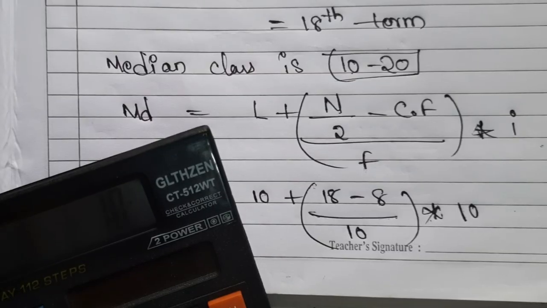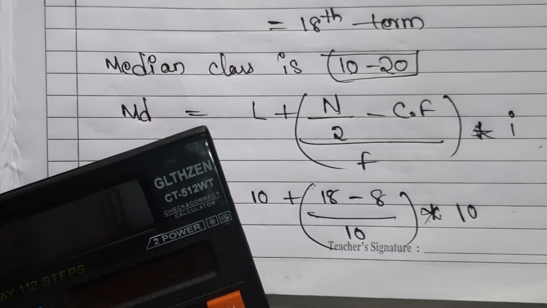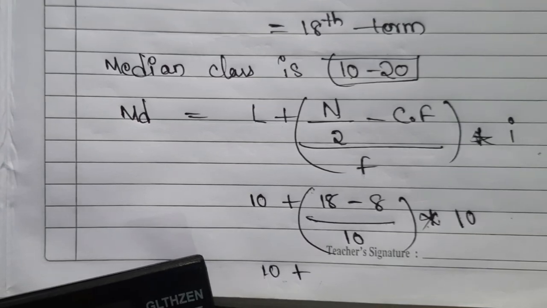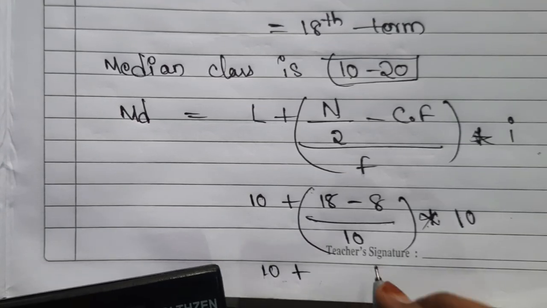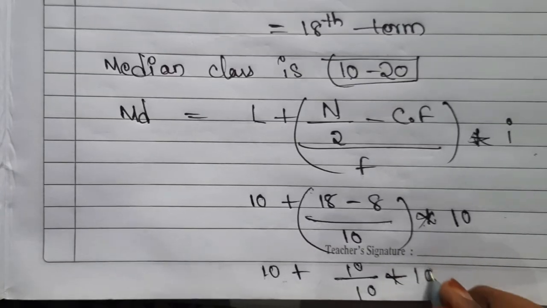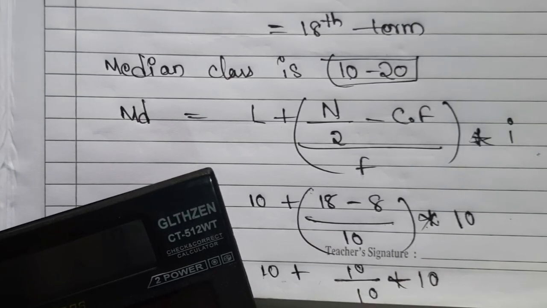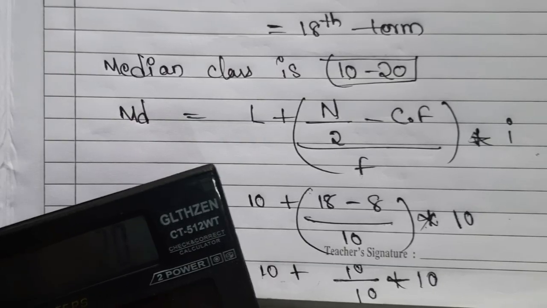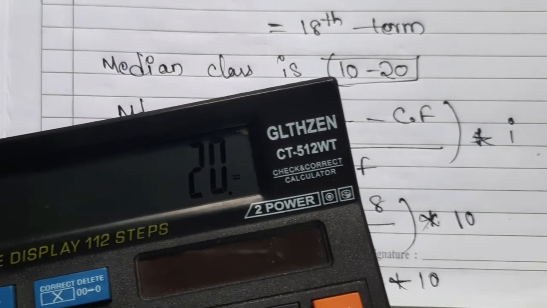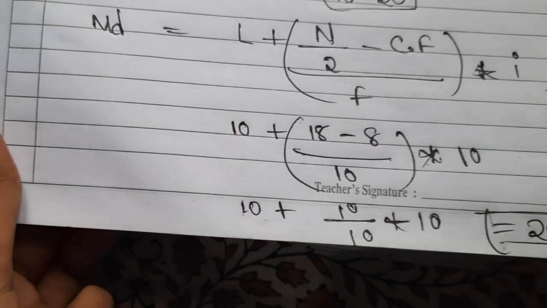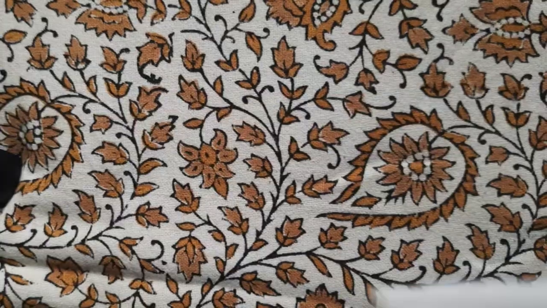So you do the calculation, how much you are getting. Let us do the calculation like this. 10 plus 18 minus 8, how much it is? It is 10. Okay, 10 by 10 multiply by 10. Let us do now. 10 plus 10 divided by 10 into 10. How much we got? We got 20. So here our median is 20. Okay, we got Q1, we got median, and we got Q3.